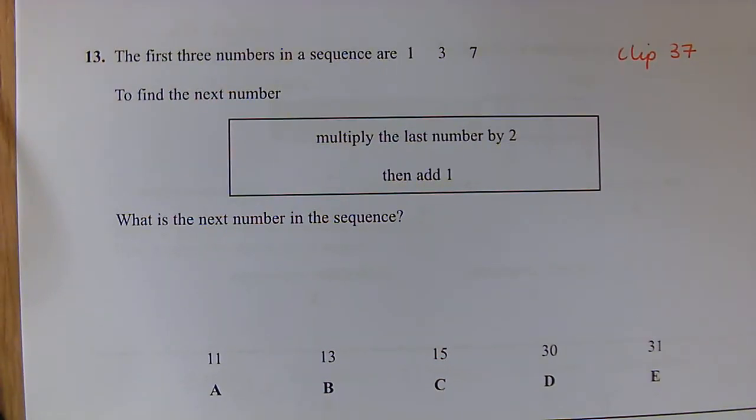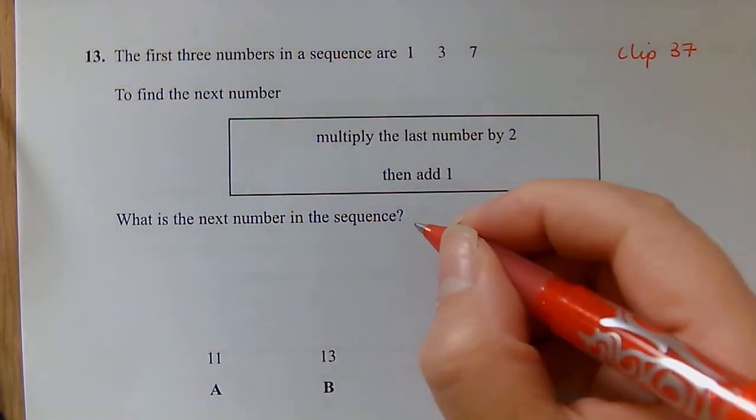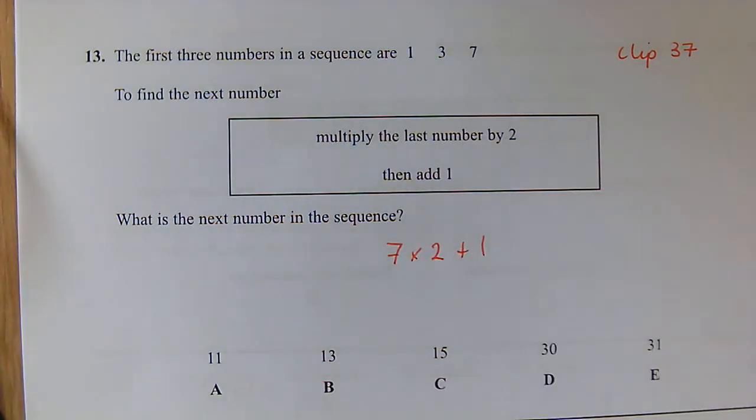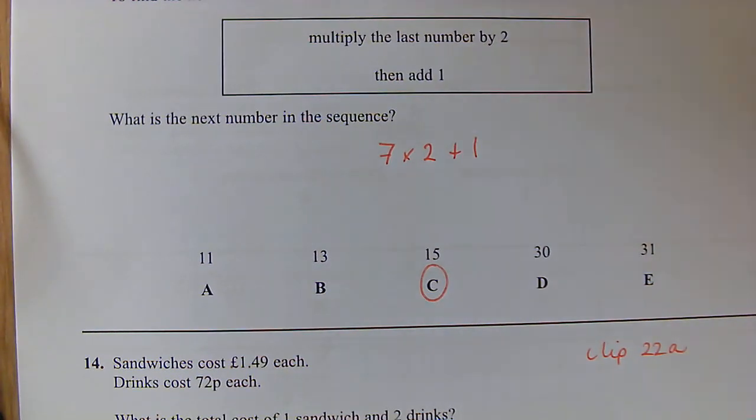The first three numbers in a sequence are 1, 3, 7. To find the next number, we're multiplying the last number by 2 and then adding 1. So we want to know the next number in the sequence. So we're going to do our 7 multiplied by 2 and then add on 1. So 7 multiplied by 2 is 14, add the 1 to give us 15, which is C.